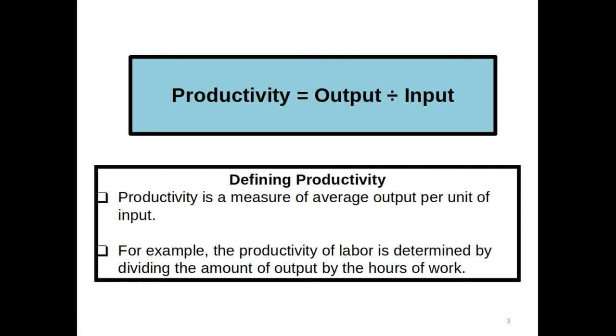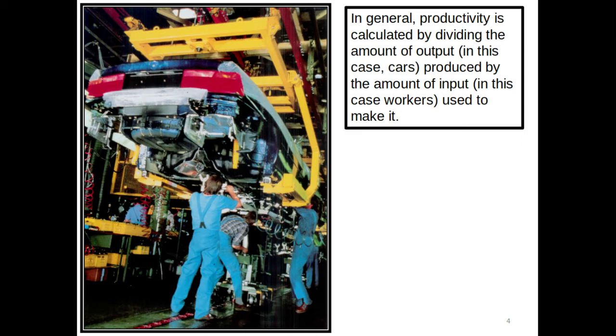So, productivity is simply defined as output divided by input, the average output per unit of input. Example given here is productivity of labor is the amount of output divided by the hours worked. So in this case, we could divide the number of cars divided by the number of workers.